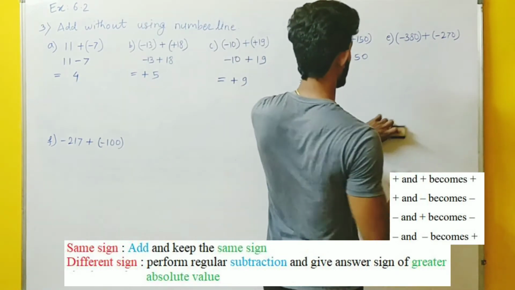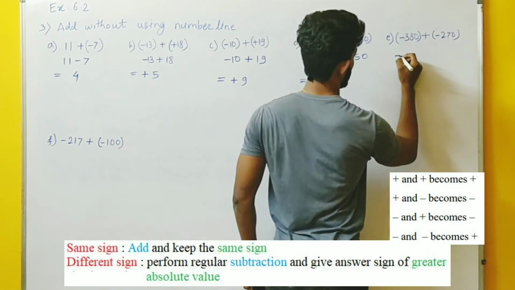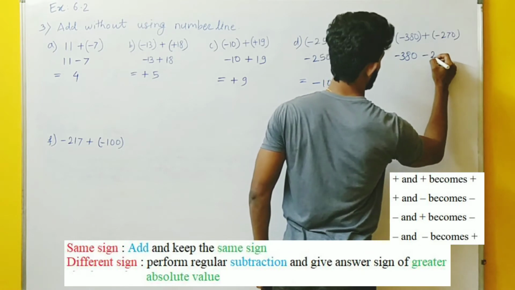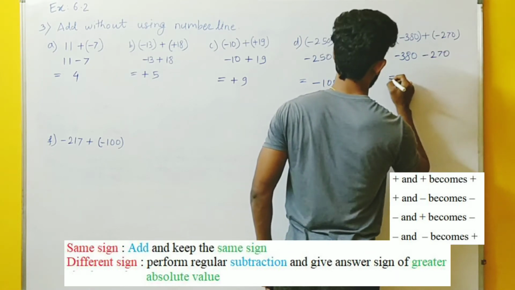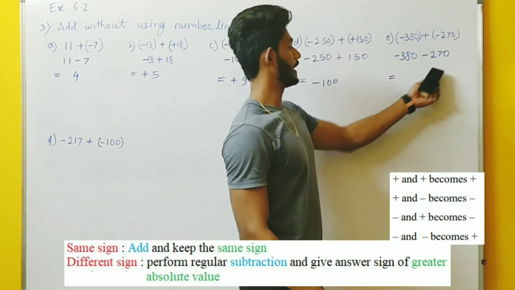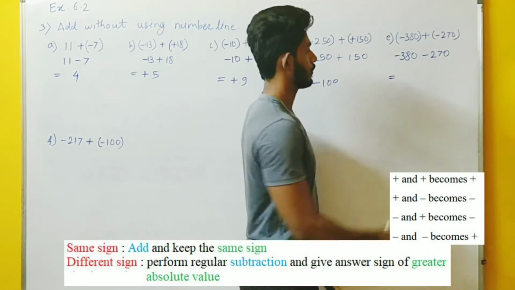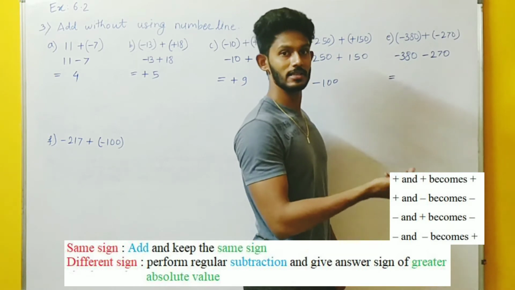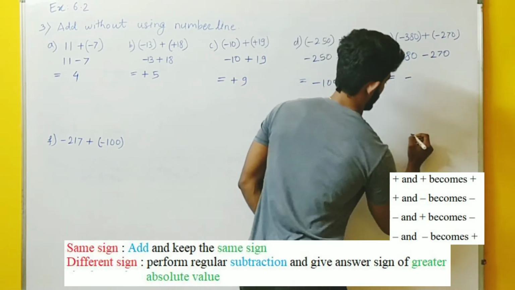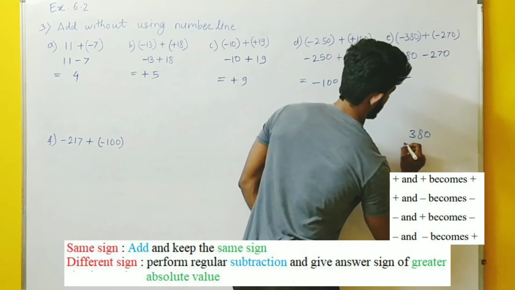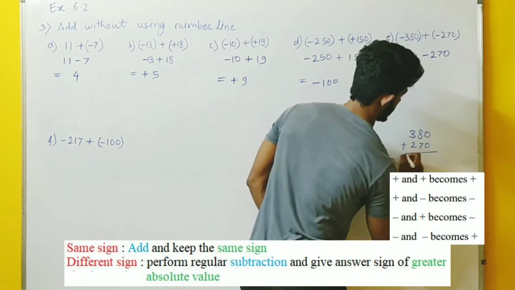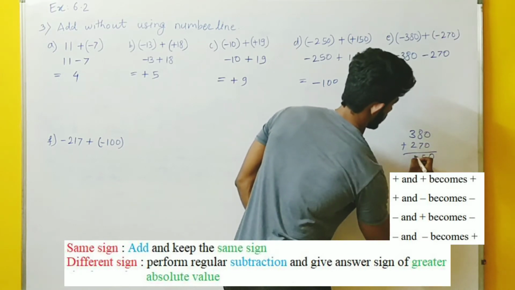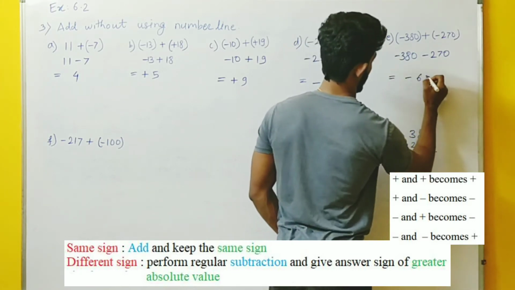Now in this, minus 380 plus and minus will become minus 270. Now as you can see here, both the integers have same sign. So whenever we have same sign, we add the integers and give answer same sign. So this will be 380 plus 270. The answer will be 650.